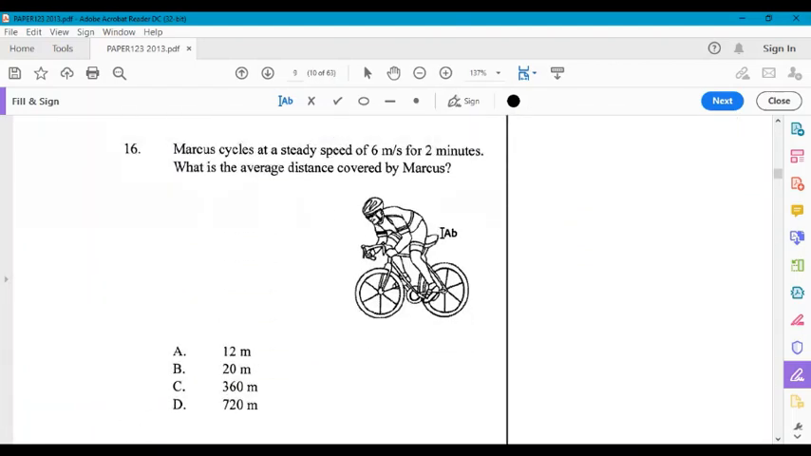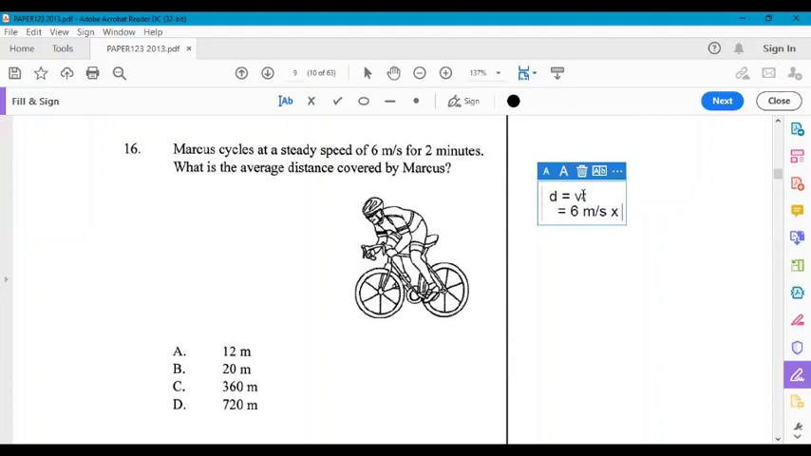Number 16. Marcus cycles at a steady speed of 6 meters per second for 2 minutes. What is the average distance covered by Marcus? Okay, so automatically your mind is going to go to this formula. Distance is equal to speed multiplied by time. And we're told that the speed is 6 meters per second.